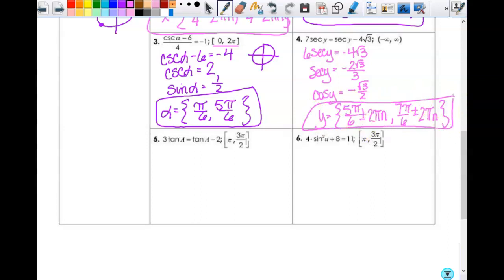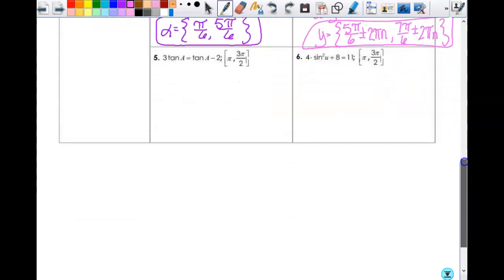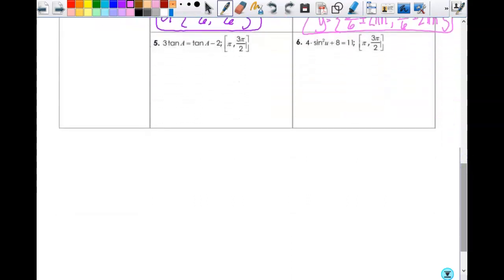Okay. Everybody good so far? Okay. We're going to do a whole bunch of these because all these little different algebraic things happen and different things happen with your answers. So, all right, number 5. We have 3 tangent A equals tangent A minus 2. So I'll subtract tangent A from both sides. So I get 2 tangent A equals negative 2. So tangent A equals negative 1.